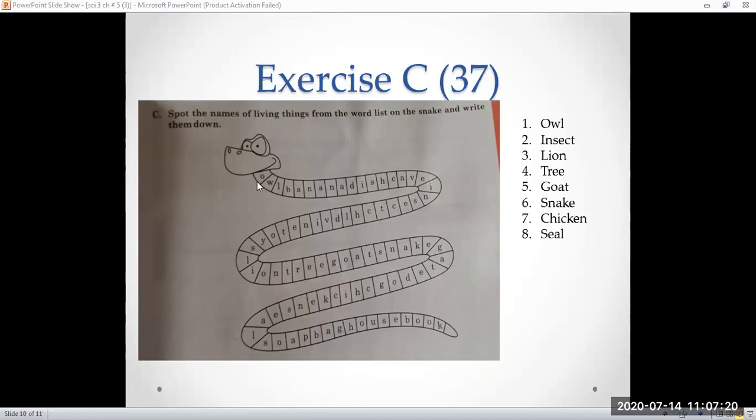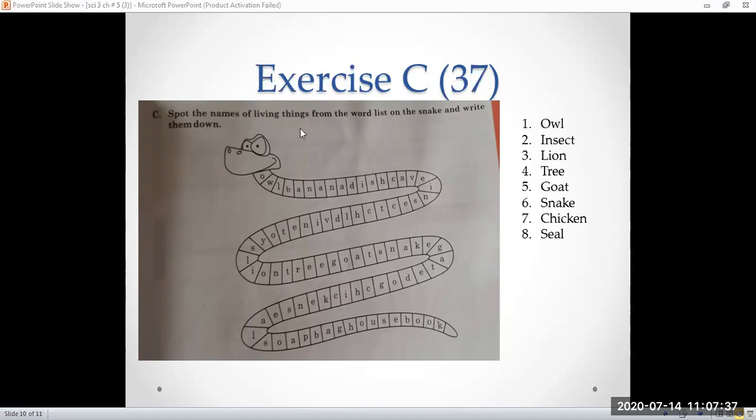First one is owl. Here is the word owl. Teacher, where do we have to write? Azan, where I am moving the cursor, here in this side you can make a line and then write it down there, and also circle these words too.